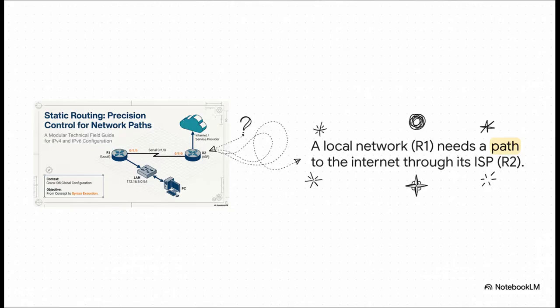So picture this. This is a super classic setup, right? We've got our local router, R1, and it's connected to our whole local network. But it needs to get out to the big wide world of the internet through our provider, R2. The thing is, without any instructions, R1 has absolutely no clue how to reach, well, anywhere. It's totally up to us to give it the map.